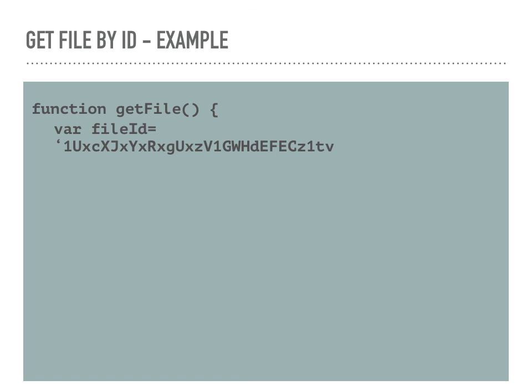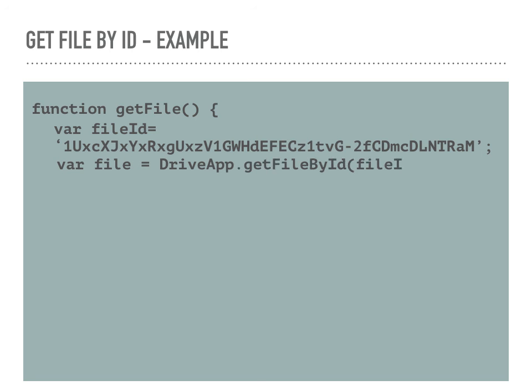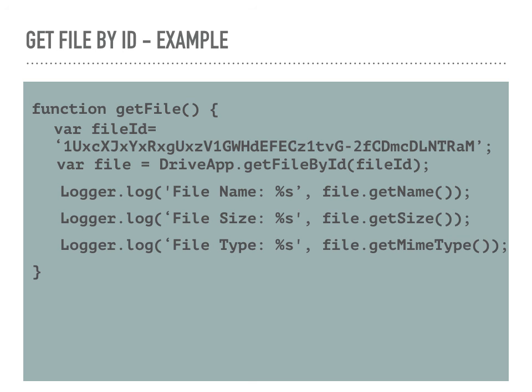Let me take a random file and let us try to read some properties of our file. We define a function getFile. Now we create a variable fileId and we paste our ID here. Then we use the DriveApp class and its getFileById method to obtain a copy of our file. Then we log some properties of our file: file.getName, getSize, and getMimeType.